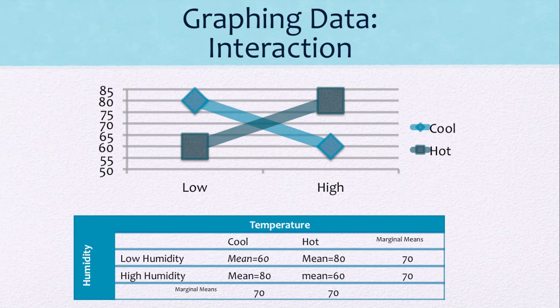And so here, you see a shift in the achievement of individuals in different levels of your IV, right? So when the humidity is low, those who are cool achieve higher than those who are hot. When the humidity is high, those who are hot achieve higher than those who are cool.